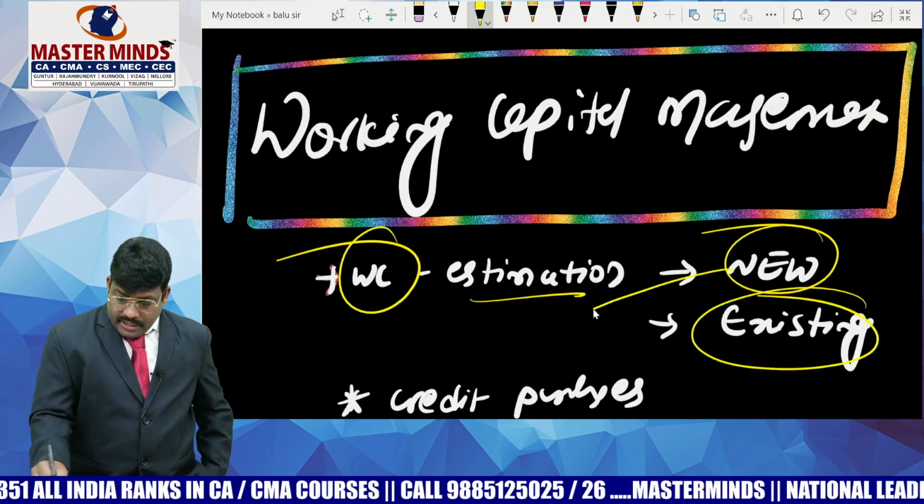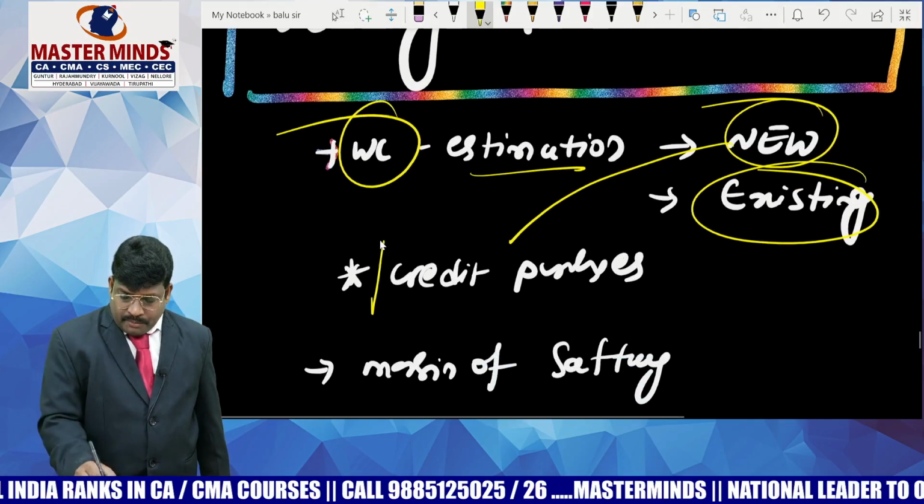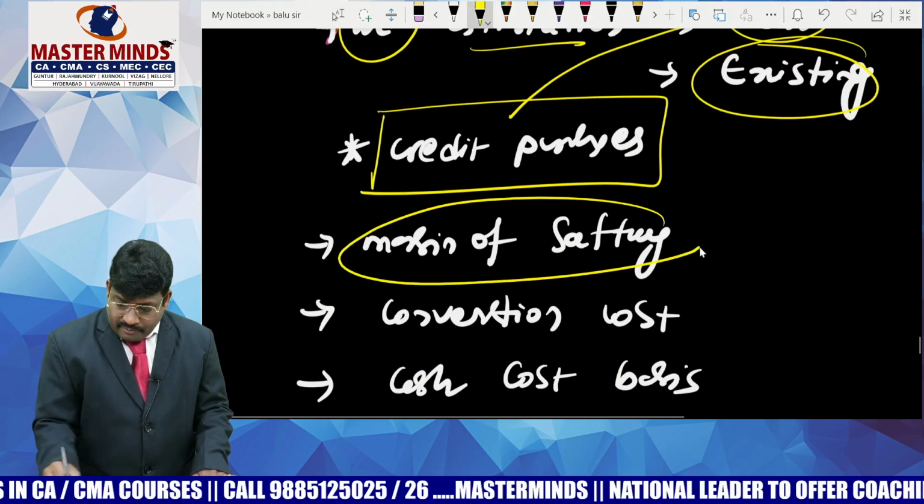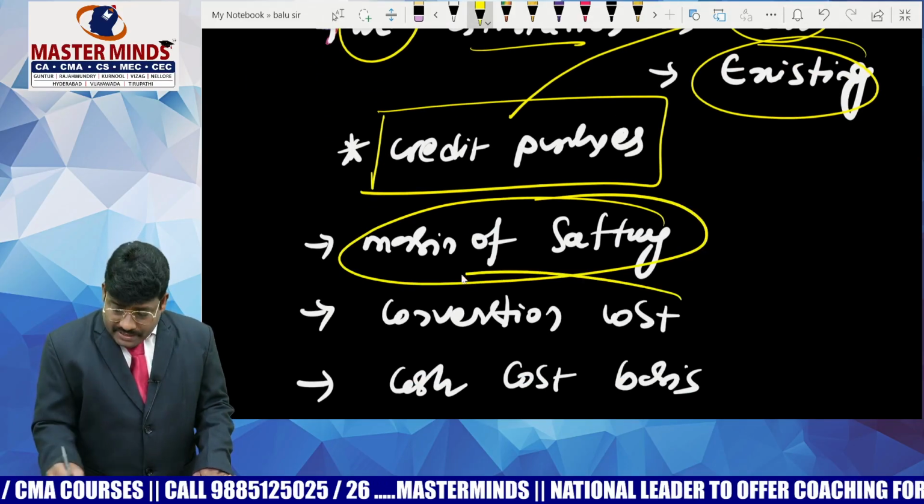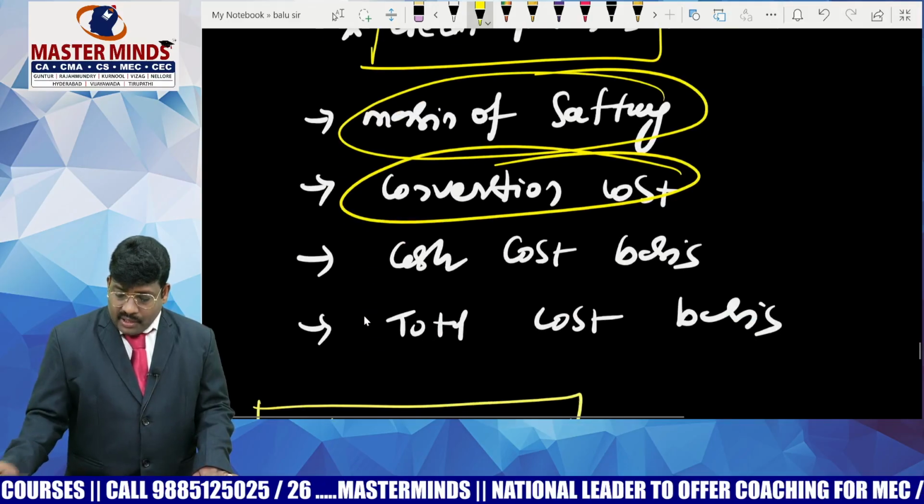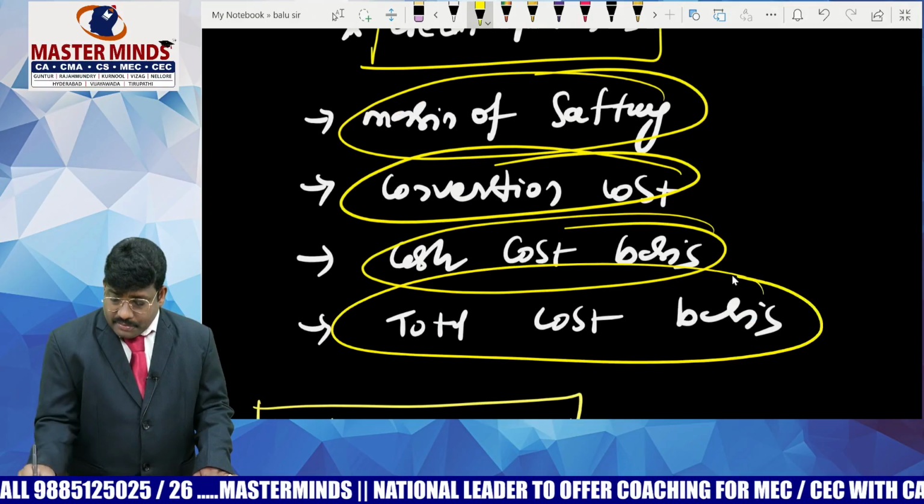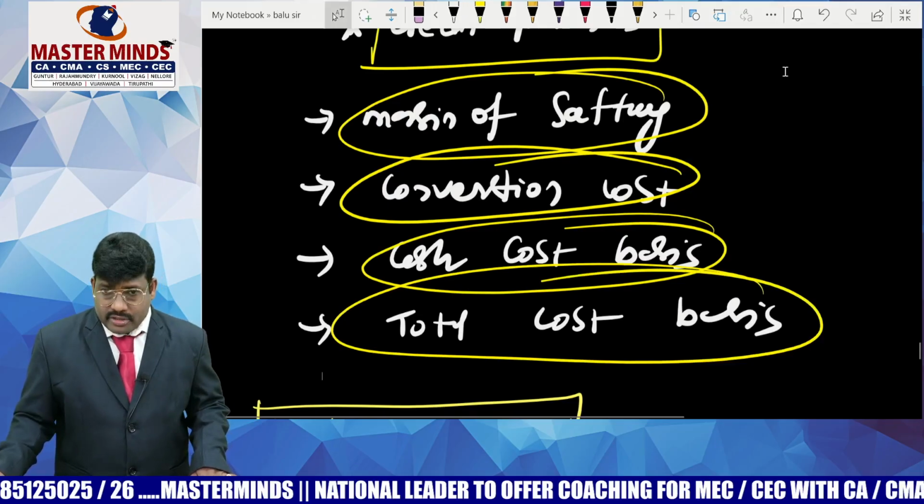Very, very important. In a newly formed company, the key important point is credit purchases estimation, and at the same time the treatment of margin of safety. What would be the assumptions of conversion cost, and what do you mean by cash cost basis working capital estimation and total cost basis working capital estimation? You pay attention to that.